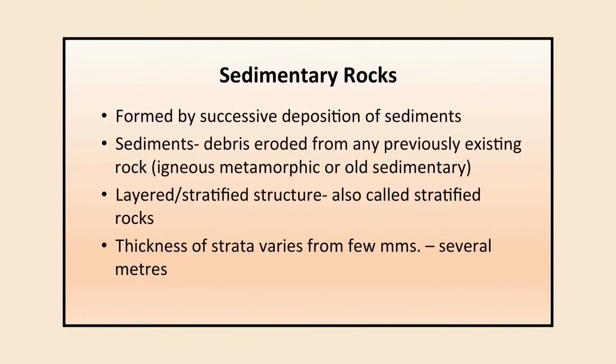Another type of rock, major categorization, is sedimentary rocks. So, what are sedimentary rocks? These are formed by successive deposition of sediments. What are sediments then? This is the debris eroded from any previously existing rock, and any previously existing rock can be igneous or metamorphic in nature, or an old sedimentary rock. A pre-existing sedimentary rock can also be eroded, sedimented, and then sedimentary rocks are formed.